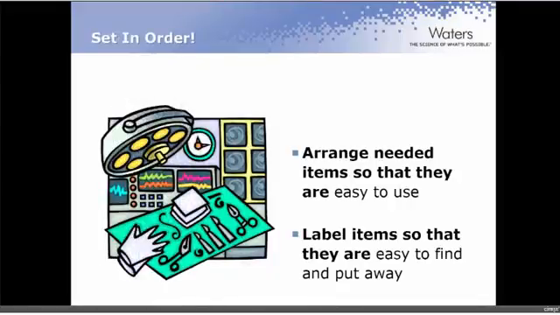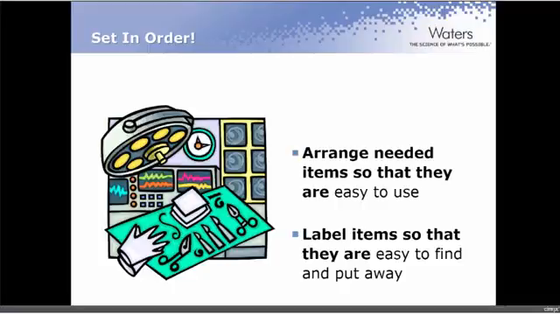If we look at set in order, this is probably one of the most critical pieces of the 5S. They're all critical, but this is the one where you can actually gain and reduce non-value added and reduce some of your waste. That's where you're arranging what you need to do your job as close as possible. It's easy to use and you can find it every time.